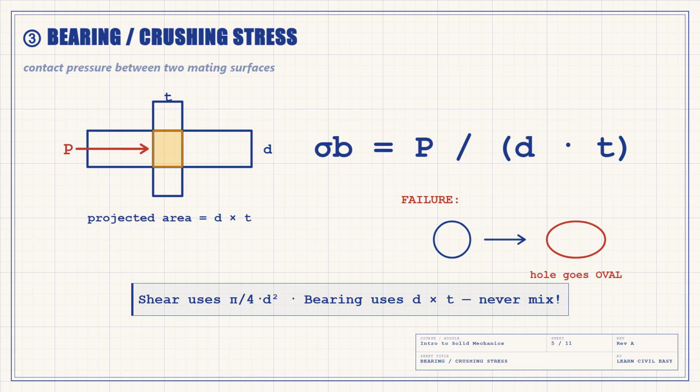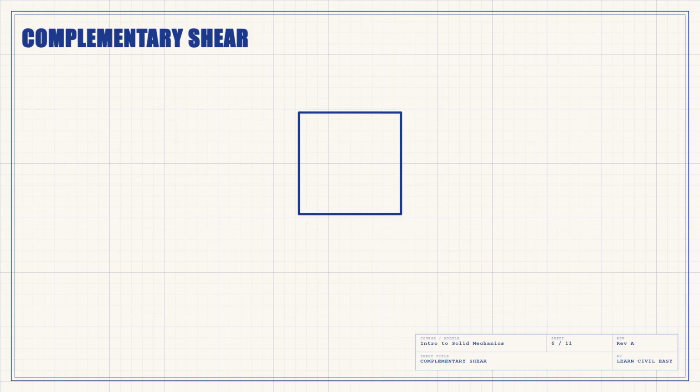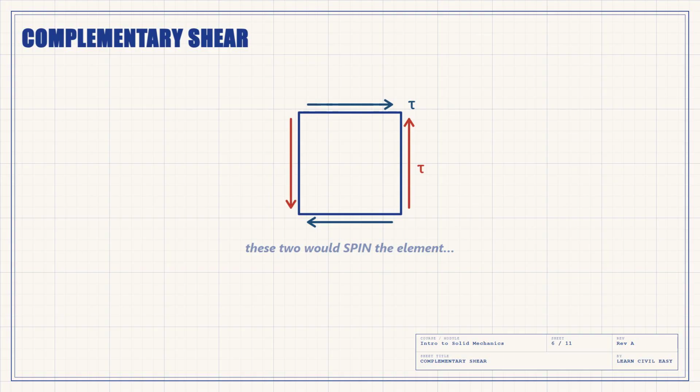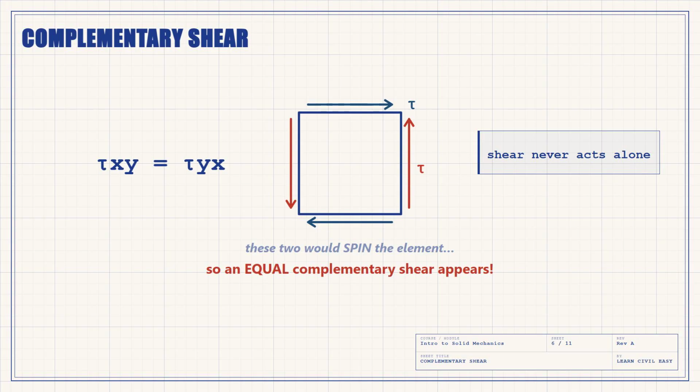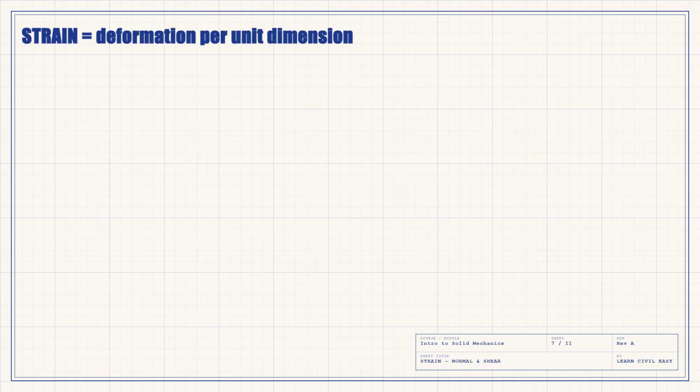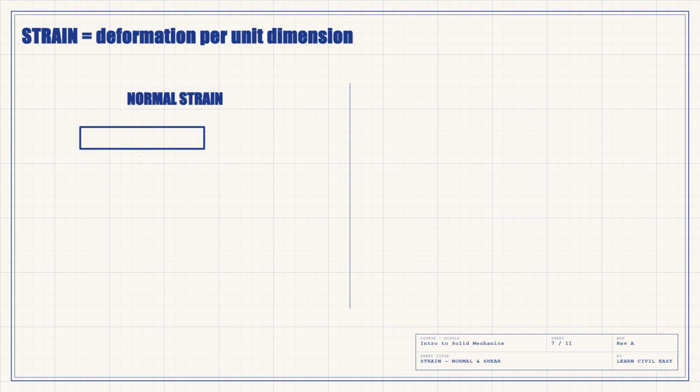Never mix the areas. One elegant idea before we leave shear: put shear on the top and bottom of a tiny element. Those two form a couple, they would spin the element, but it can't spin, it's in equilibrium, so nature instantly raises an equal shear stress on the perpendicular faces to cancel that spin. We call it complementary shear stress. The rule for the exam: a shear stress on one plane is always accompanied by an equal complementary shear on the plane at right angles. Shear never travels alone.